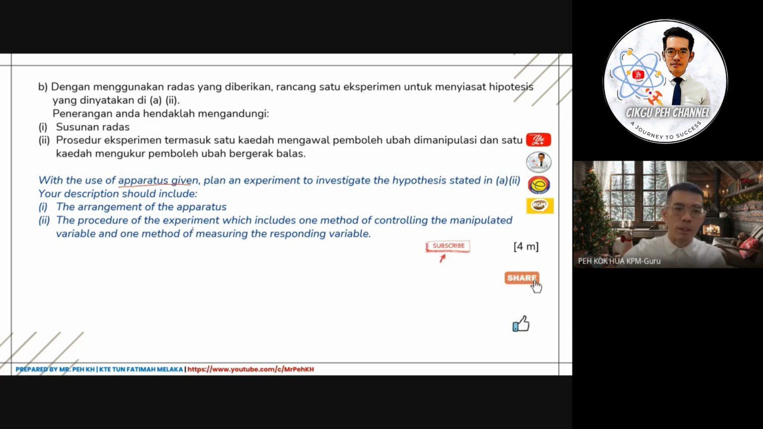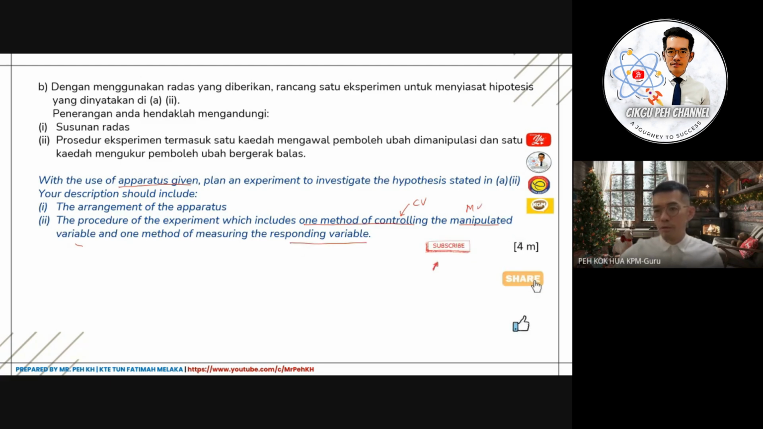With the use of apparatus given, plan an experiment to investigate the hypothesis stated in A2. Your description should include the arrangement of apparatus. So that means you need to draw the diagram for the arrangement of the apparatus. Then second, there will be the procedure of the experiment, which includes one method of controlling the manipulated variable, together with one method of measuring the responding variable. So that means you need to give the controlling variable, manipulated variable, and responding variable in your procedure.